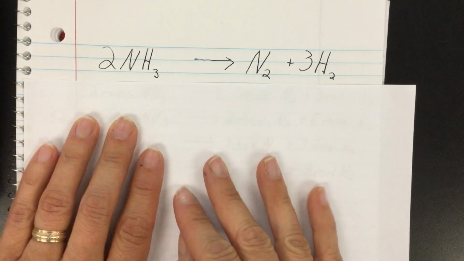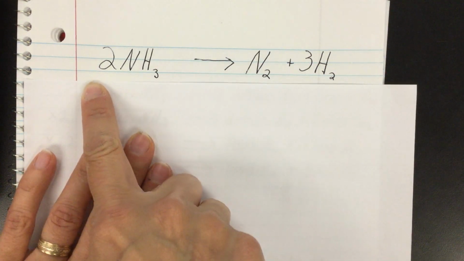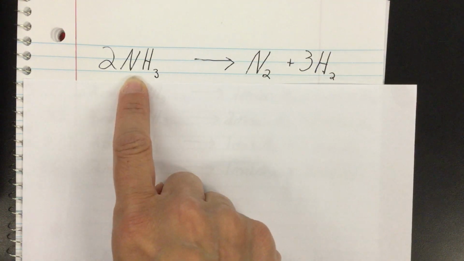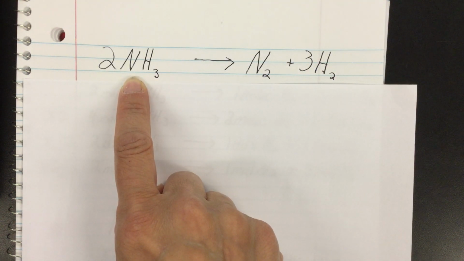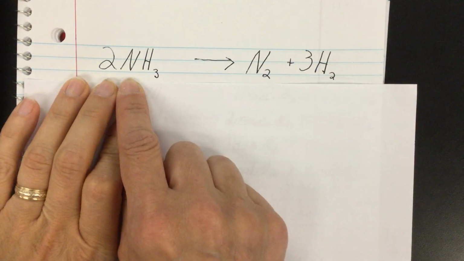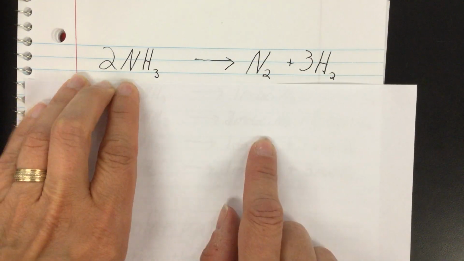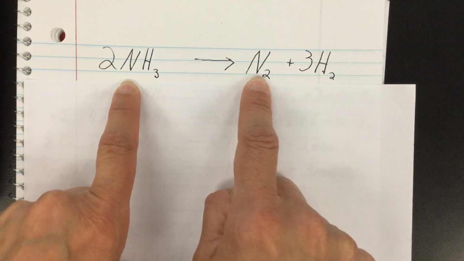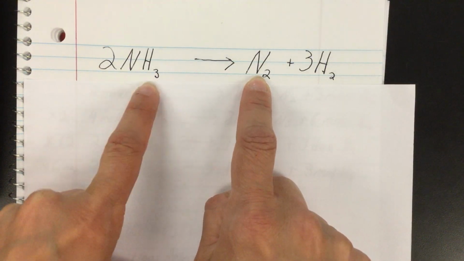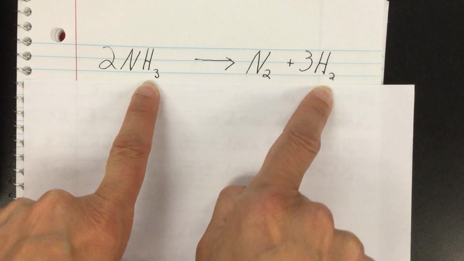So in this video, I'm going to talk to you about what it means when we write these reactions. What is the interpretation of the reaction? We've spent some time figuring out how to balance them so that there are the same number of atoms of nitrogen on this side and nitrogen on this side, and then there's 6 hydrogen here and 6 hydrogen here.